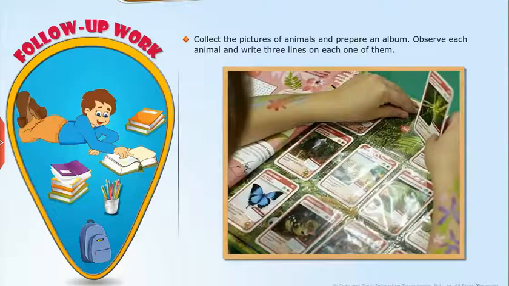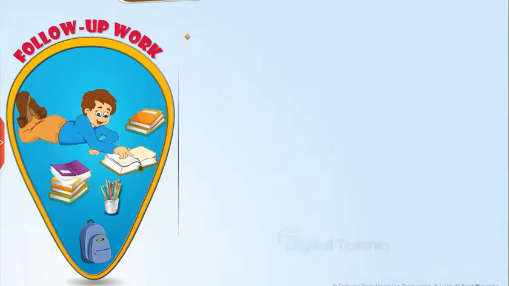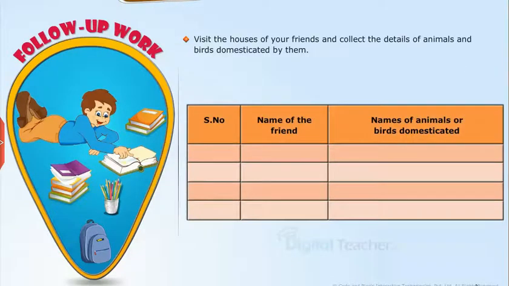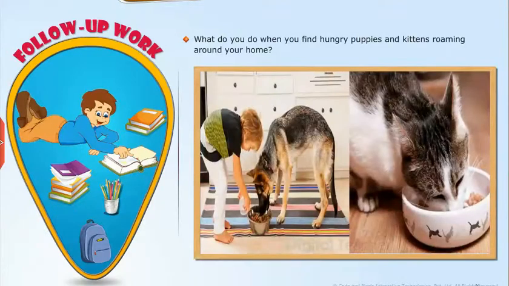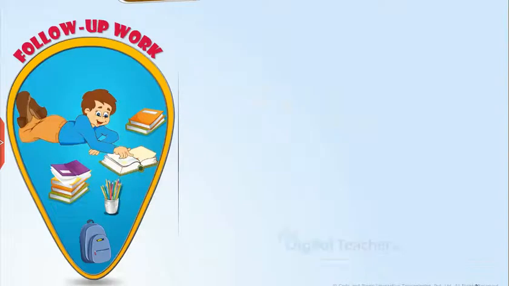Observe each animal and write 3 lines on each of them. Visit the houses of your friends and collect the details of animals and birds domesticated by them. What do you do when you find hungry puppies and kittens roaming around your home?